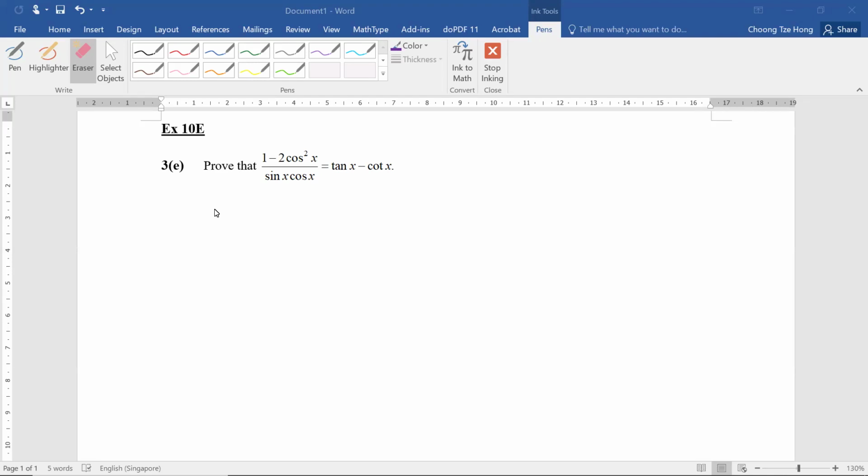So in this question we're asked to prove that (1 minus 2 cosine square x) over (sine x cosine x) is equal to tangent x minus cotangent x.